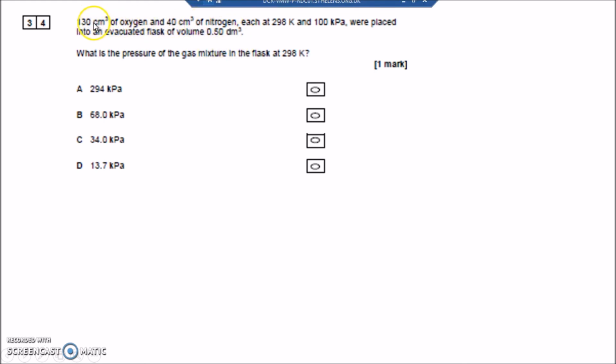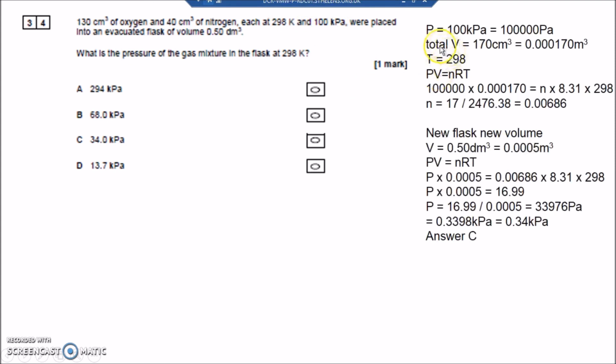My total volume of gas is 170 centimetre cubed. I need to get that into metre cubed. I've got it in Kelvin, that's correct. I need to get this into Pascal by multiplying by 1,000. Let's do spoilers then, let's see. So my pressure is 100 kilopascals. To get it down into a smaller unit of pascals, I'll multiply by 1,000, so I've got 100,000 pascals.